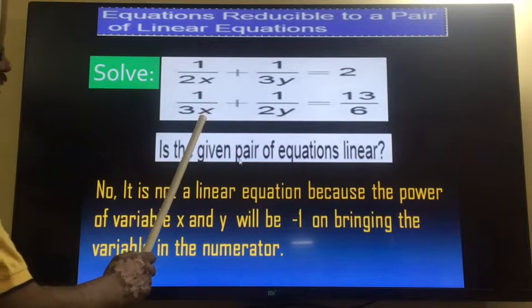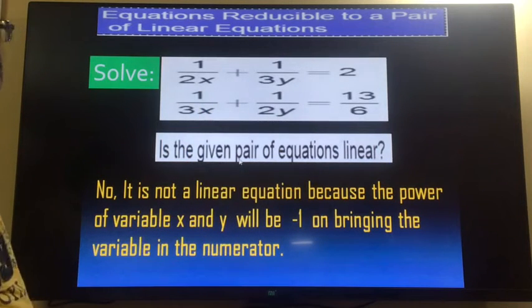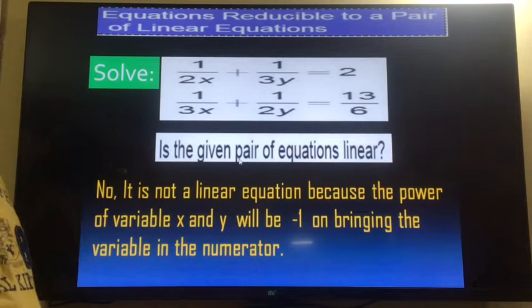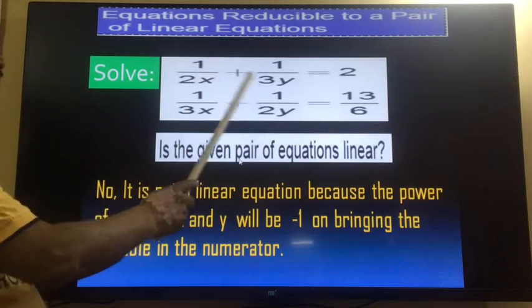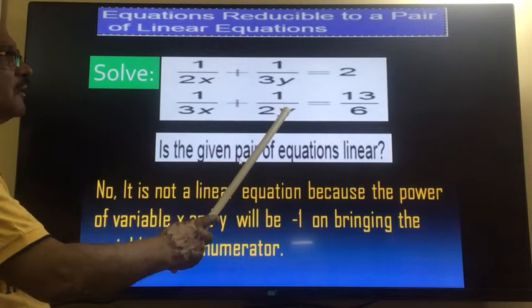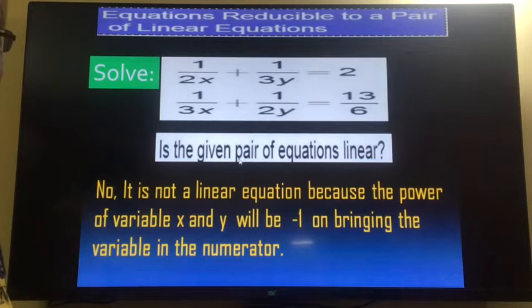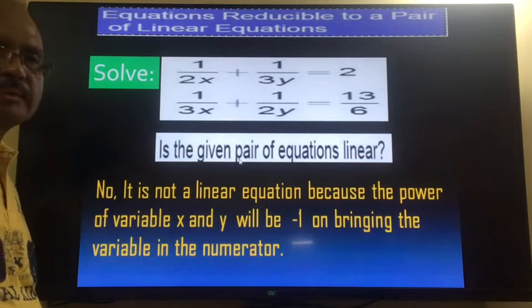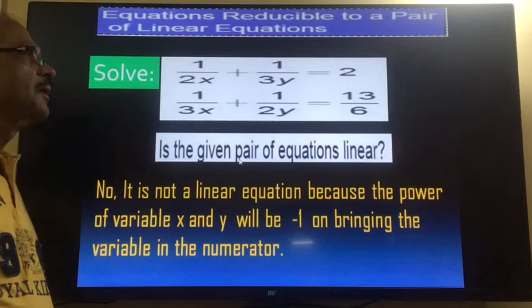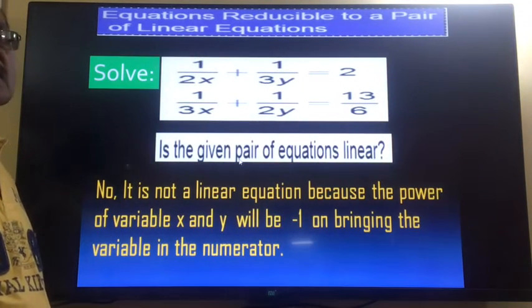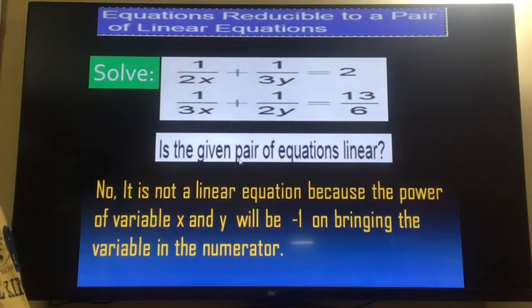In all the other questions x and y were in the numerator, but here you are observing x and y are in the denominator. To bring these variables into the numerator, the power will be -1. So these are not linear equations. They look like linear, but they are not. These are called equations reducible to linear equations. We will reduce them to linear equations by using the substitution method.